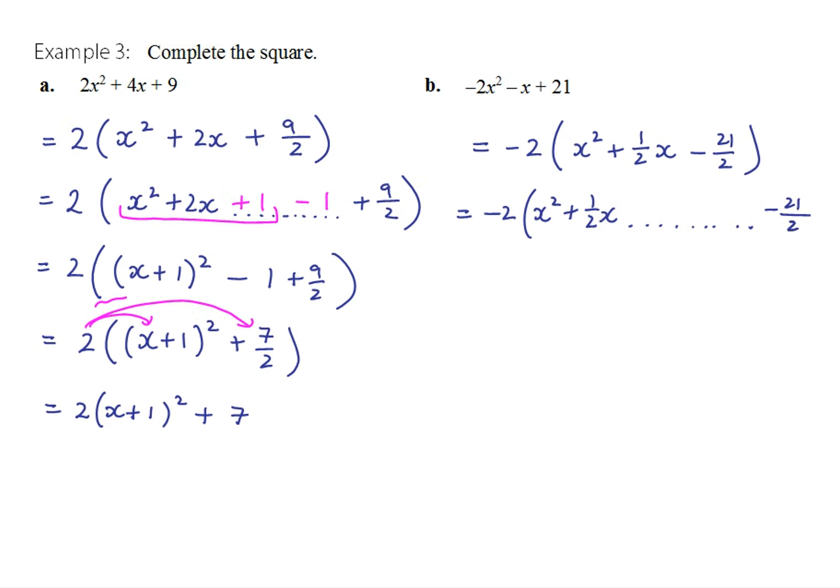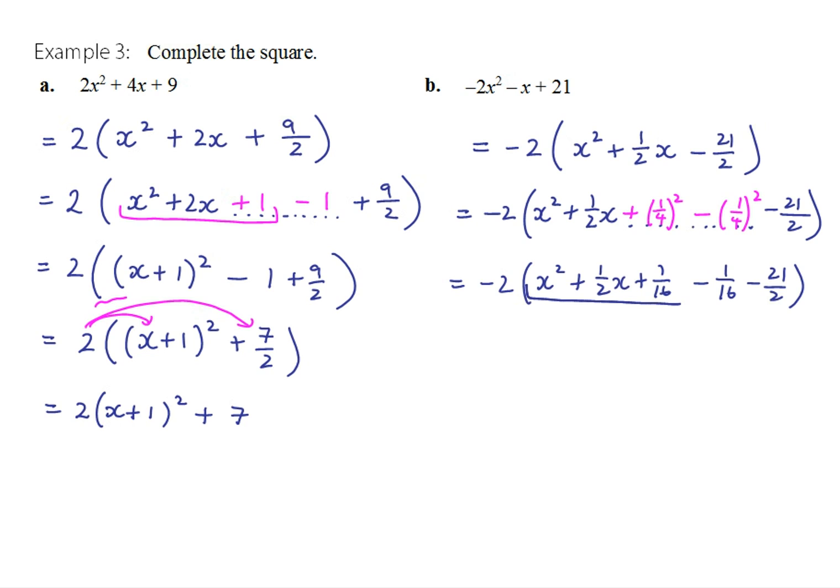Minus 21 on 2. Okay, so we have to halve the half and then square it. So half of a half is a quarter. So that's going to make our perfect square. So we've got negative 2 x squared plus half x plus 1/16 minus 1/16 minus 21 on 2. There's the perfect square. So it is x plus a quarter all squared.